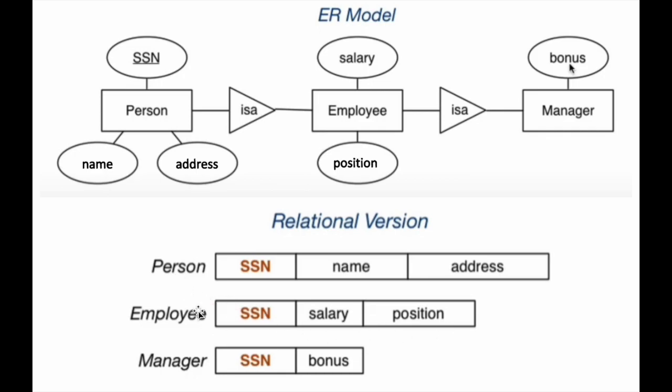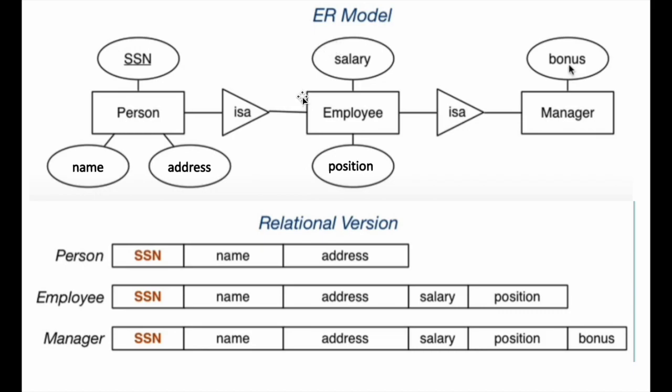So for instance, the employee contains the salary and the position attributes. The manager only contains the bonus. The person contains the name and address. But all of them contain the parent's primary key, the highest parent's primary key. So SSN, SSN, SSN.